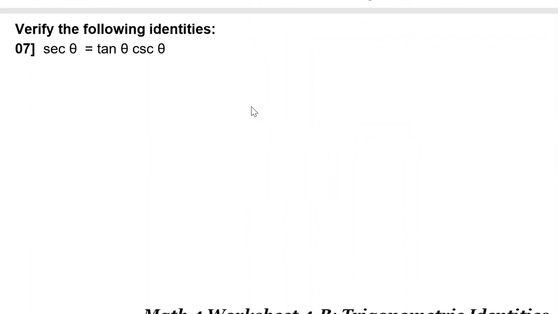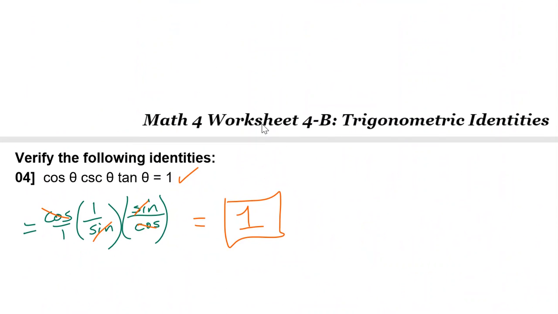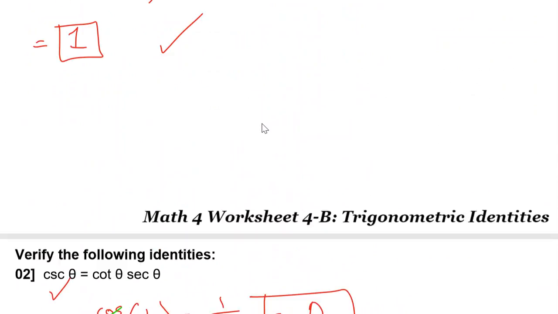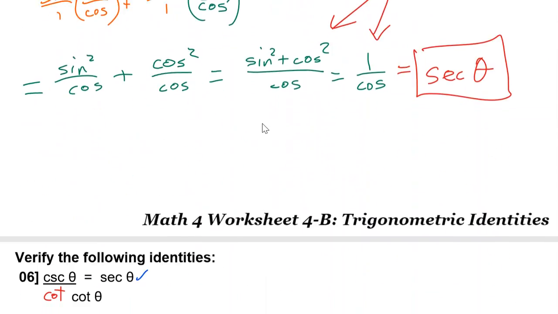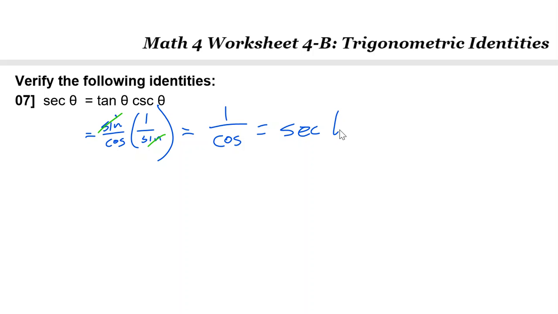Okay, number 7, we're going to try tan times cosecant. Felt like I've seen that before. Okay, maybe it was in the notes perhaps. Anyway, tan times cosecant is going to be sine over cosine times 1 over sine. And our sines are going to cancel, which is just going to leave us 1 over cosine, which is the secant of theta.